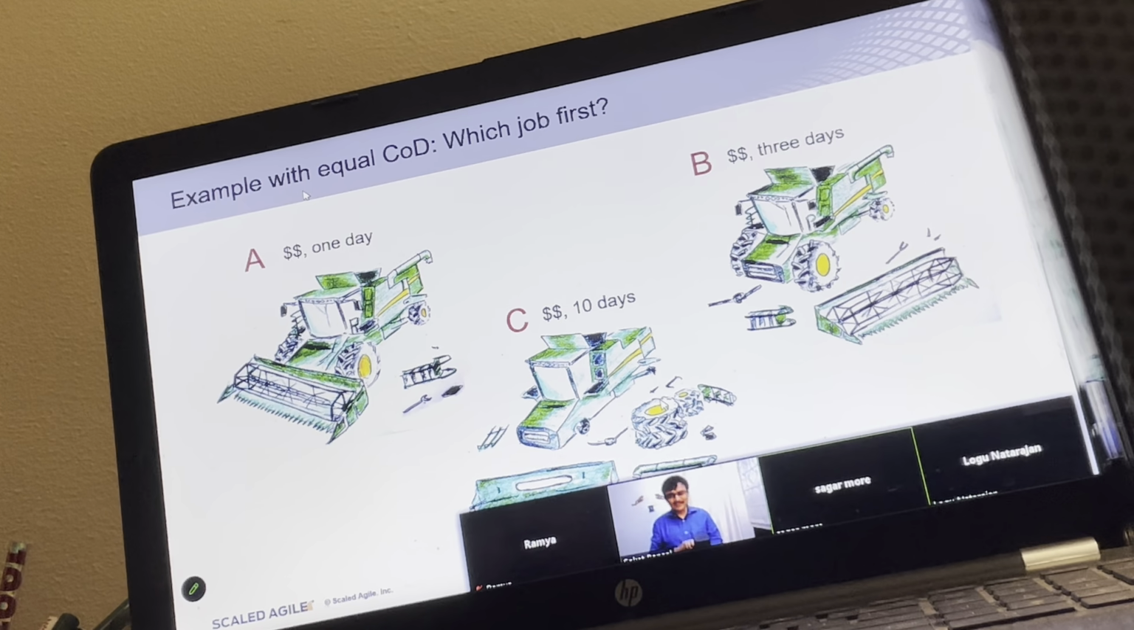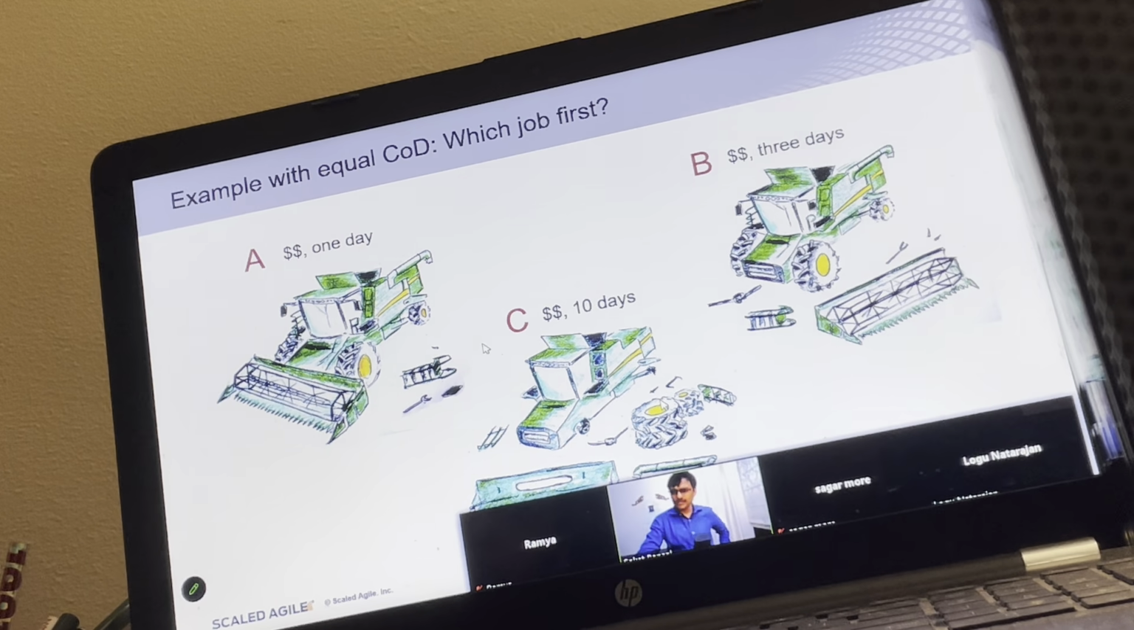A. A, definitely. You want to make $100 tomorrow rather than make $100 after 10 days. Yeah, obviously. That is what you have done: a cost of delay calculation, and that is what you have done as a WSJF calculation also, quickly, because here the return was the same, so it was easy to do. Actually, what you were doing, you were dividing 100 by 1, dividing 100 by 3, dividing 100 by 10. Since 100 by 1 was the maximum, you said I will do A. But it was obvious because one of the parameters was the same.